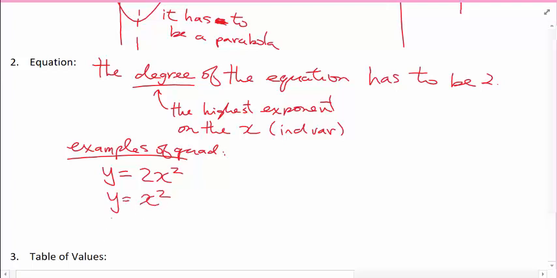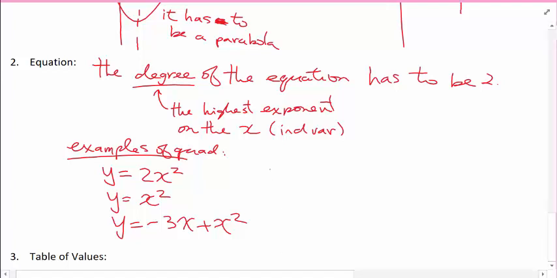Y equals negative 3x. That's what? Linear. But then if I add like x squared, now it becomes what? Quadratic. So notice here that the exponent on the x is what? 1. The highest exponent on the x is what? 2. So that must be quadratic. Is that okay?